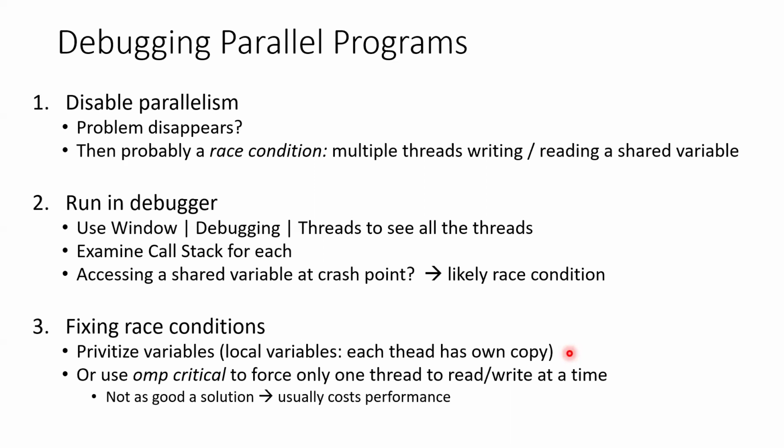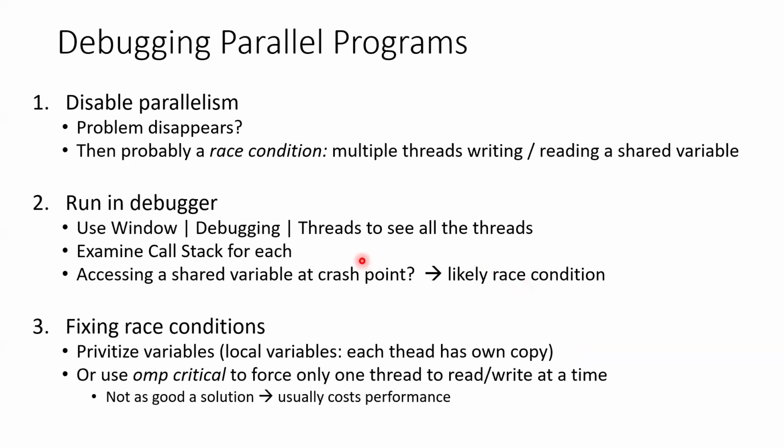So yeah, this is just summarizing what I just said. Debugging parallel programs: first disable parallelism. If the bug disappears, then it's probably a race condition where multiple threads are writing or reading a shared variable. Usually reading won't cause a problem, but if some thread assumes that no threads are writing to it, but some thread is writing to it, then that's a problem. That's the only problem with reading. If multiple threads are writing, that is the largest problem.